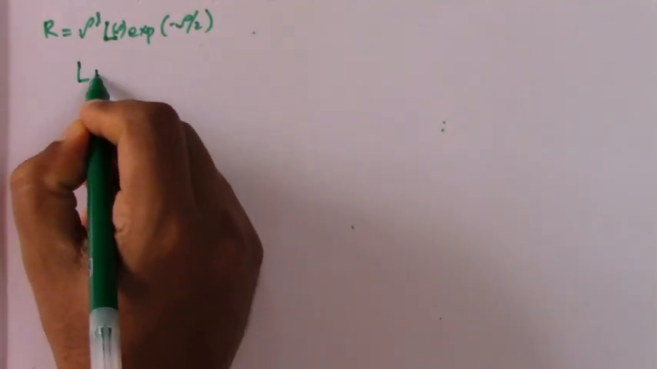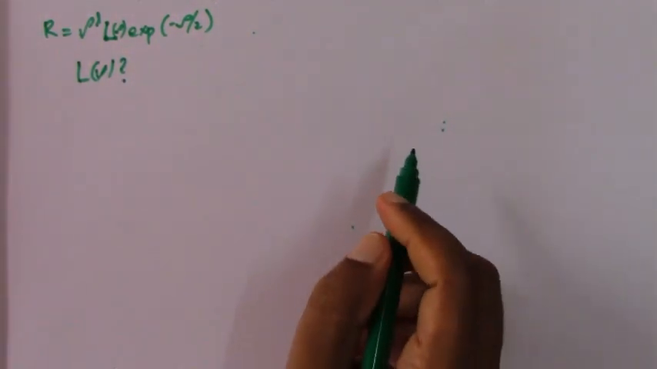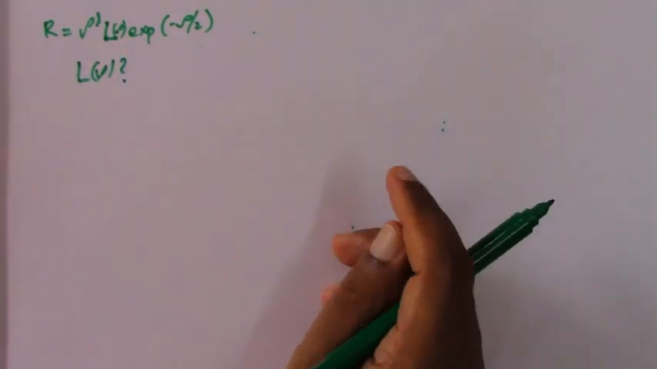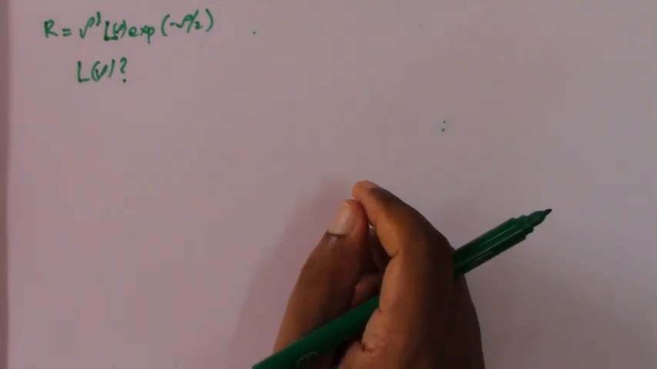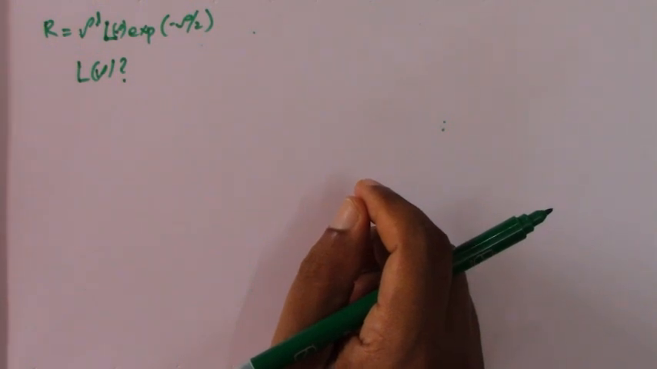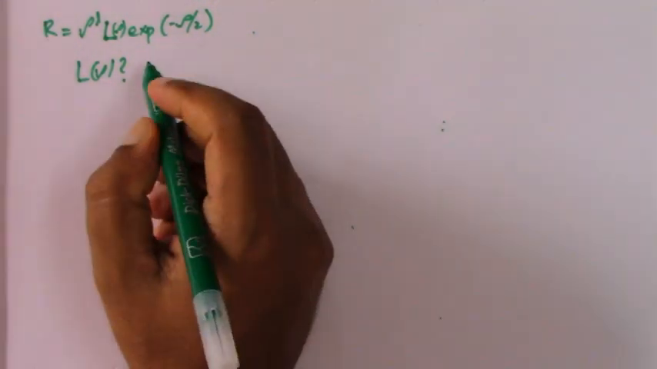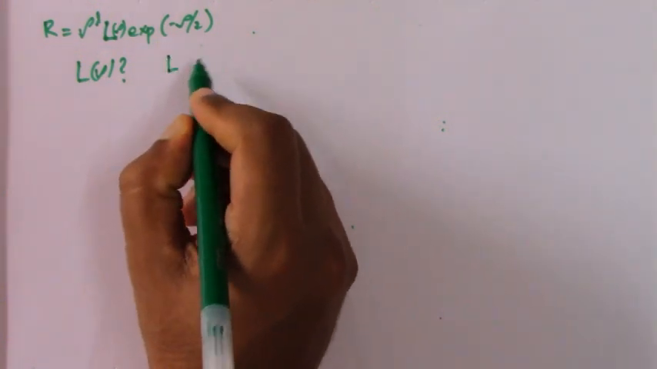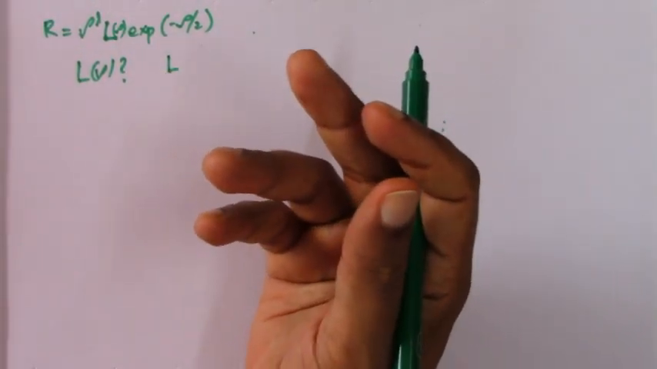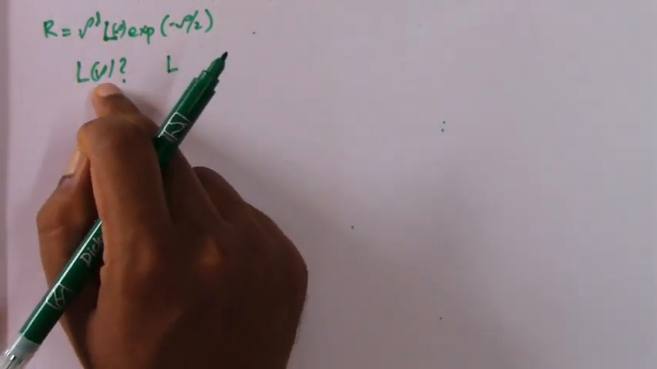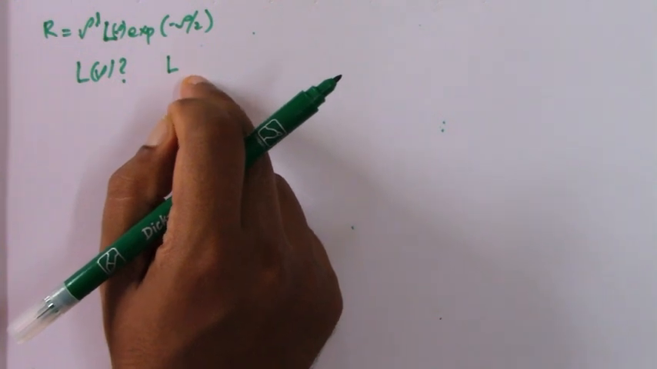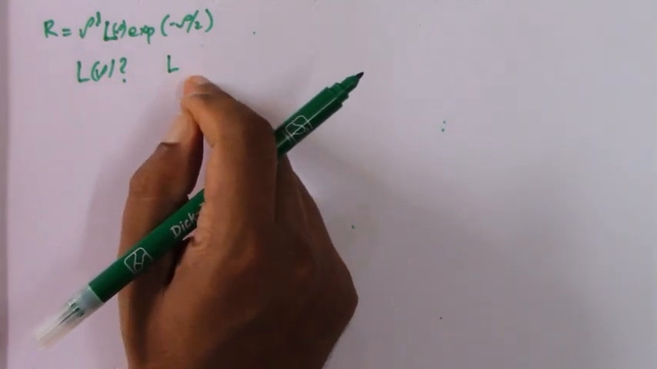We have to find out what is L rho. We don't know what that is. In order to find out L rho, that is not very difficult, because we will reach certain standard types of equations. So you will see that shortly. Instead of writing L rho, I will write L only in the coming sessions. So whenever you see L, it means that it is L rho. It means L is a function of rho. So let us start finding out the value of L rho.